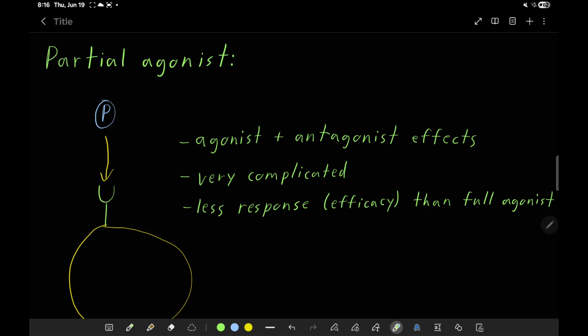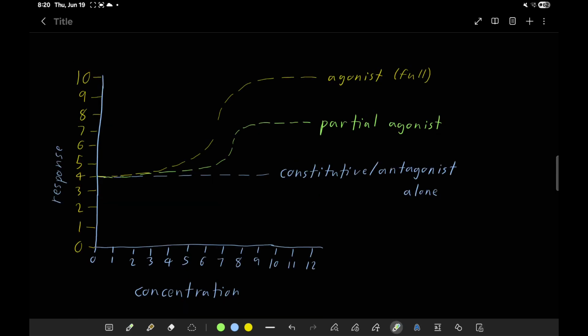But the general takeaway from partial agonists is that they are less effective than a normal full agonist. So it produces less response compared to, let's say, a full agonist coming and binding onto a receptor, which would produce a lot more response. But when it's a partial agonist coming and binding, it will be a lot less response, or a bit less response. So going back to our dose-response curve, here this yellow line represents the activity of when you add your full agonist.